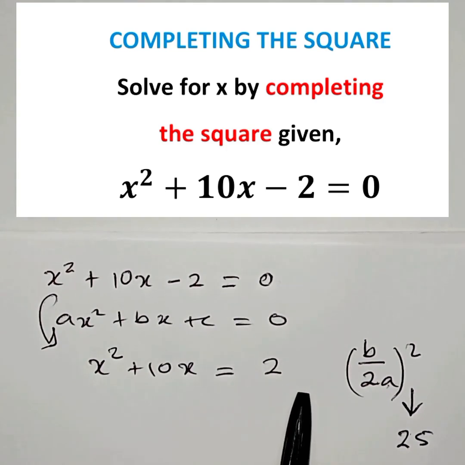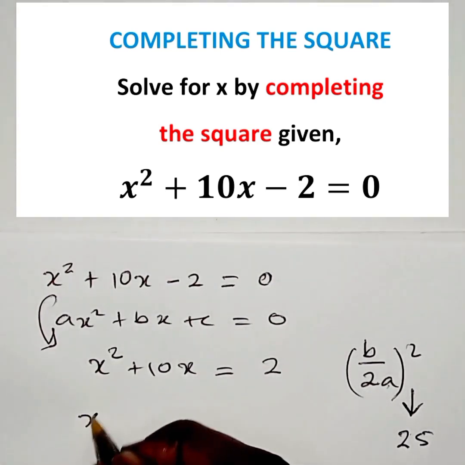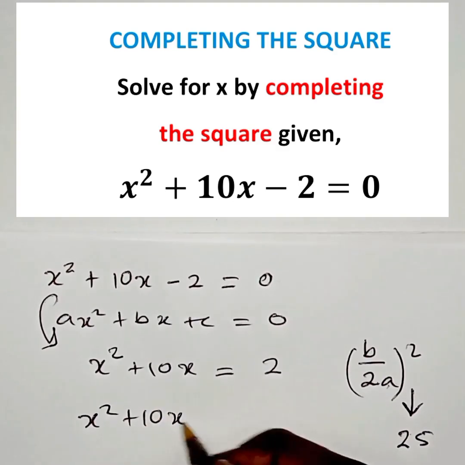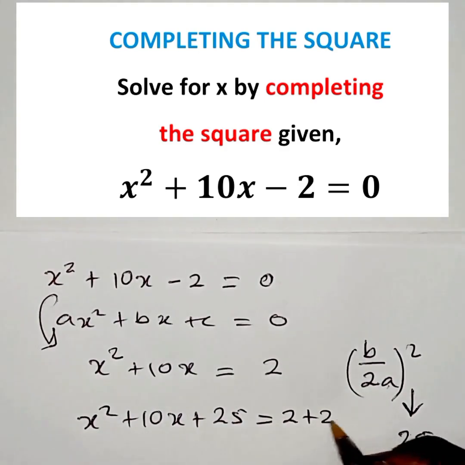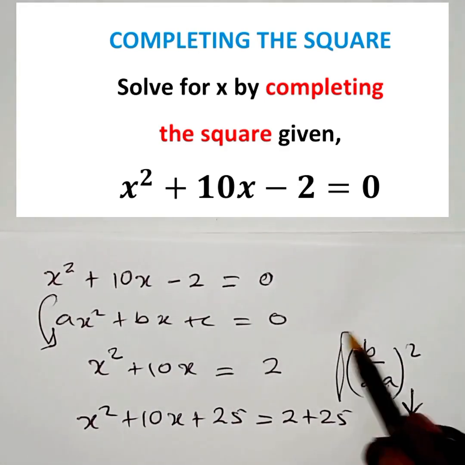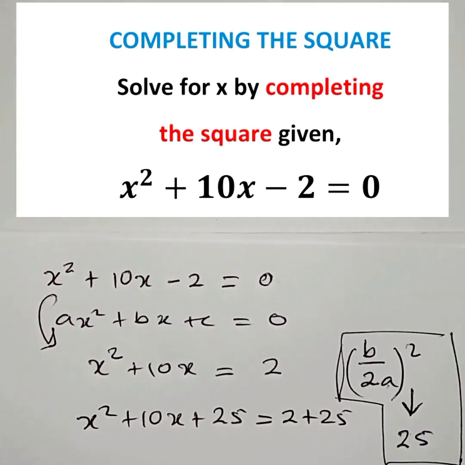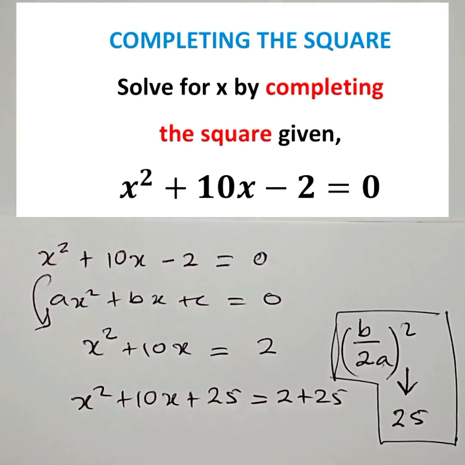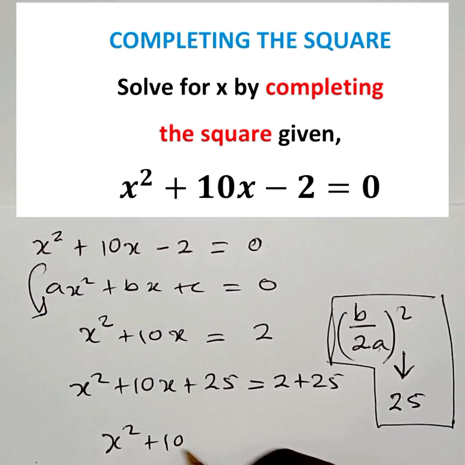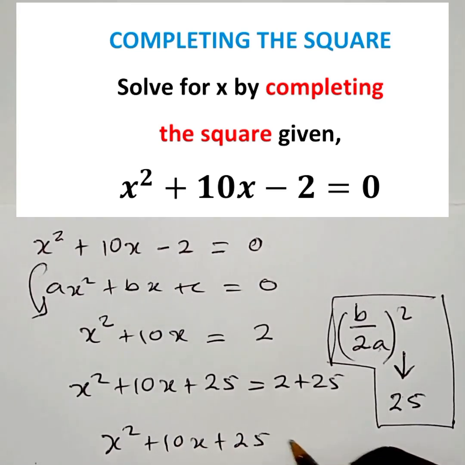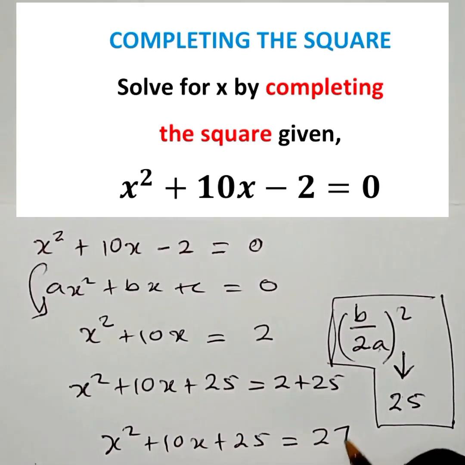Now we are going to add this 25 to the left-hand side and add it to the right-hand side, because what we do on one side of the equation, we must do on the other side as well. So we are going to say now x squared plus 10x plus 25 is equal to 2 plus 25. All right. Now let's simplify the right-hand side. We are going to have x squared plus 10x plus 25 is equal to 27.